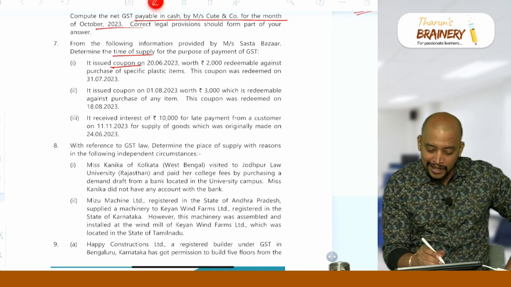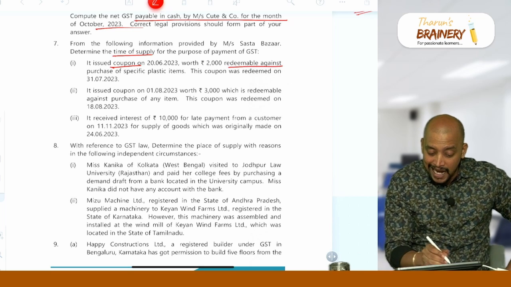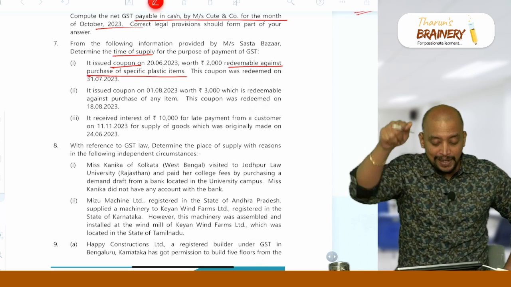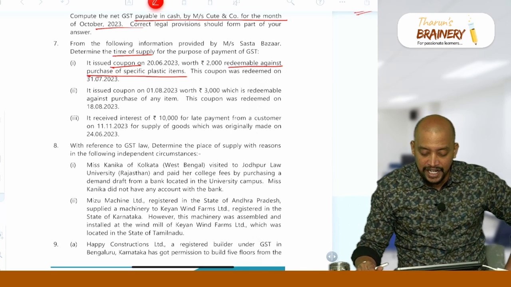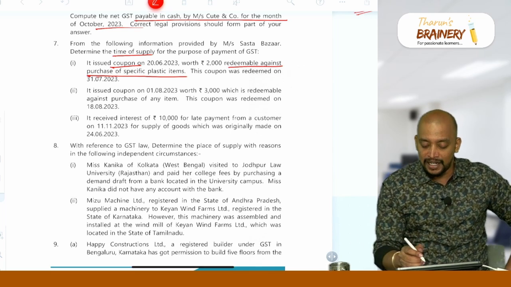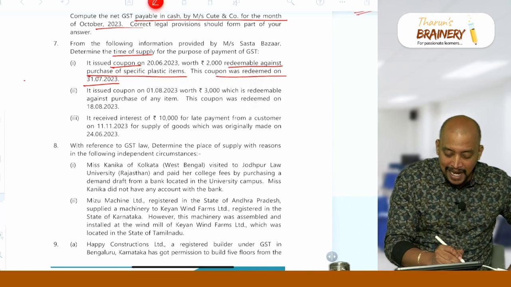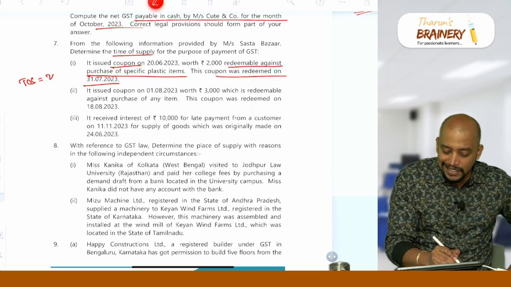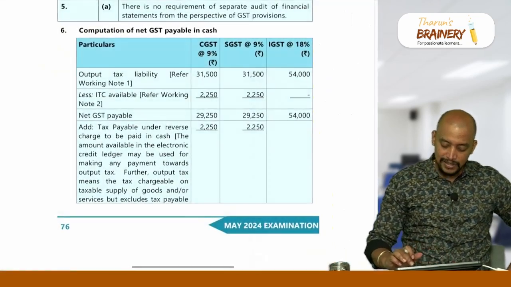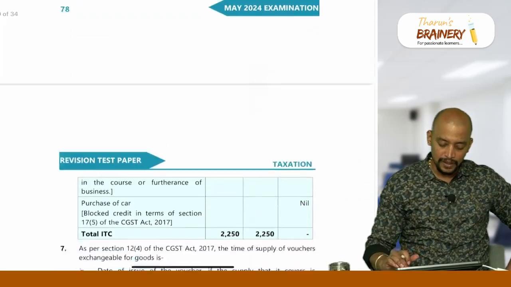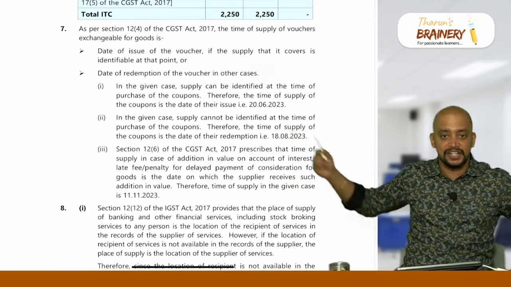So, coupon on 26, worth 2000, redeemable against purchase of specific plastic items. Okay, identifiable or non-identifiable? Identifiable. The coupon was redeemed on 31/7, but we will take the time of supply as the issuance of coupon. What is the issuance of coupon? 26/2023. So see the answer. So time of supply will be 26/2023. That's the answer for the first one.